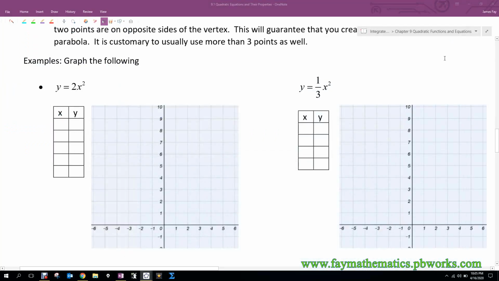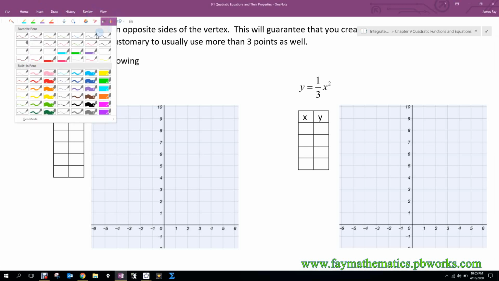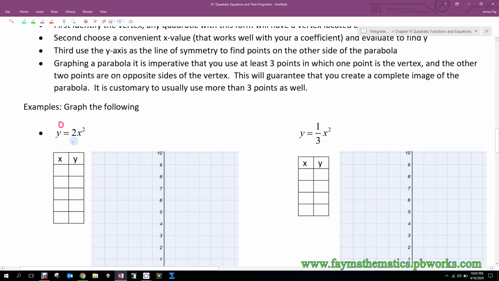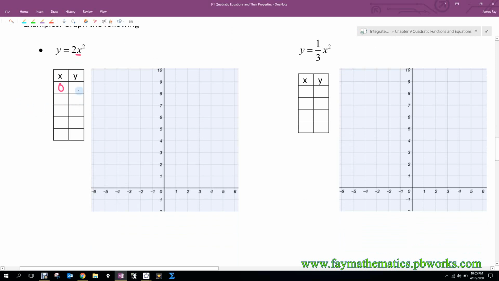So here we go with 2x squared. When this number here is a whole number, to be honest with you, I don't really care which x value I use. Okay, so obviously we know if x is 0, plug that in here, you get x squared, which would be 0. 2 times 0 then would be 0. So we get 0, 0.